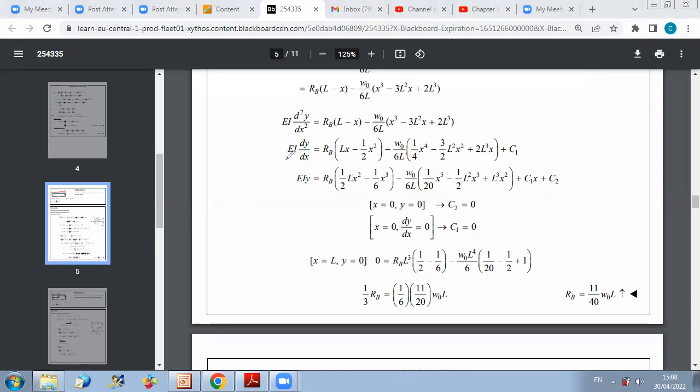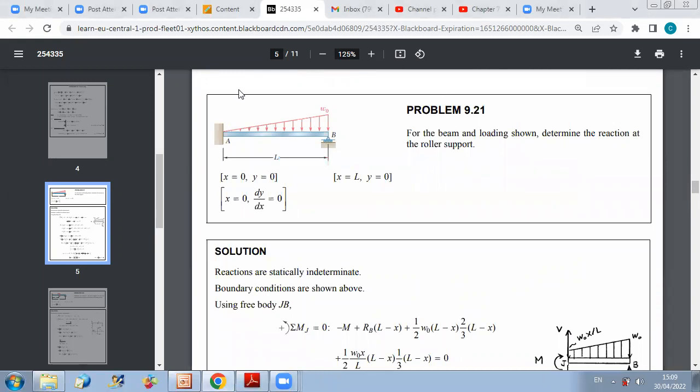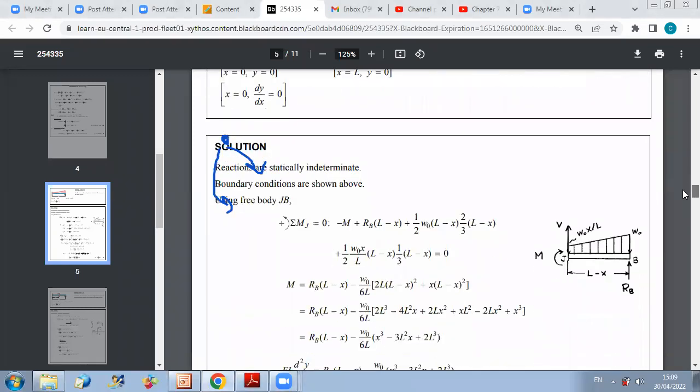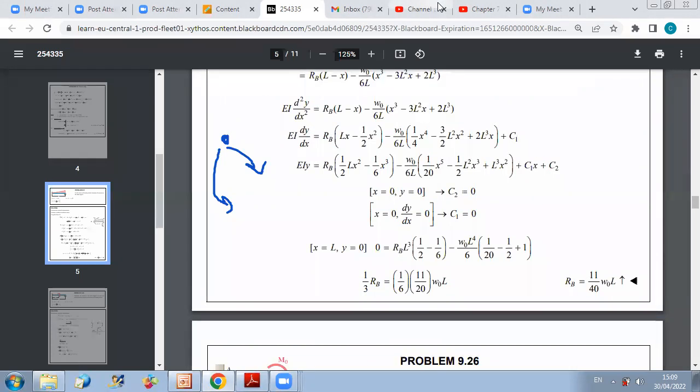Now you got the equation of EIy as a function of x, and you have two constants to determine. To determine your constants, you can use the boundary conditions at the beginning of your beam at support A. Going back to the figure, at support A, for x equals 0, y equals 0, and for x equals 0, dy by dx equals 0. If I go back to my expression here, for x equals 0, y equals 0, replacing in this equation will give me that all of these terms will cancel out, and then C2 should be 0.